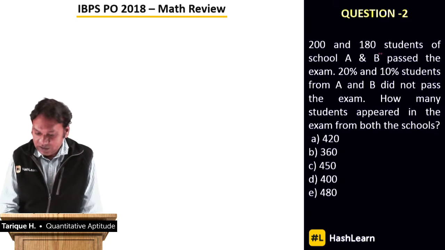So 200 and 180 students of schools A and B passed the exam. 20% and 10% students from A and B did not pass the exam. How many students appeared in the exam from both the schools?